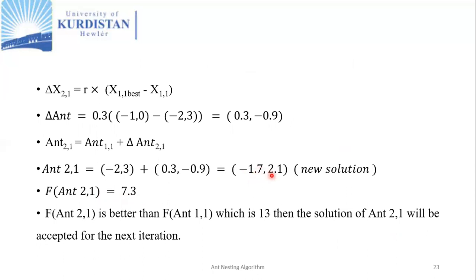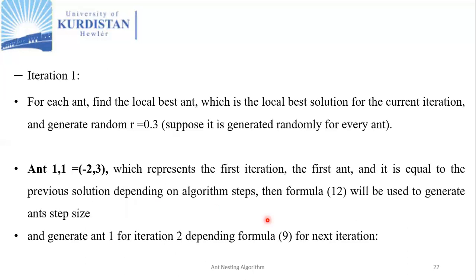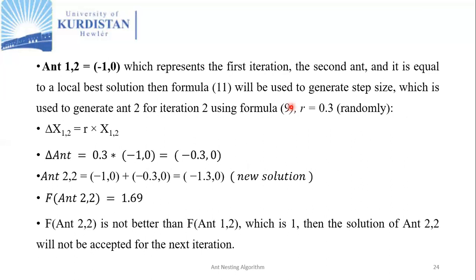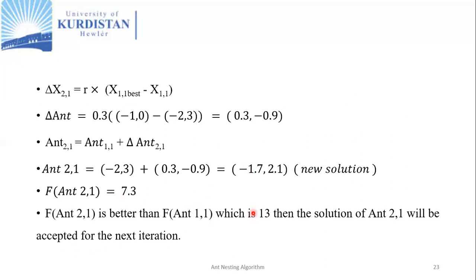The new solution is -1.7, 2.1. If you square them and add, you get fitness 7.3. This 7.3 is better than the previous one, which was 13. So the new fitness for this solution is less than 13, and if it's less, we can accept it. So the solution is accepted, and we take it for the next iteration.